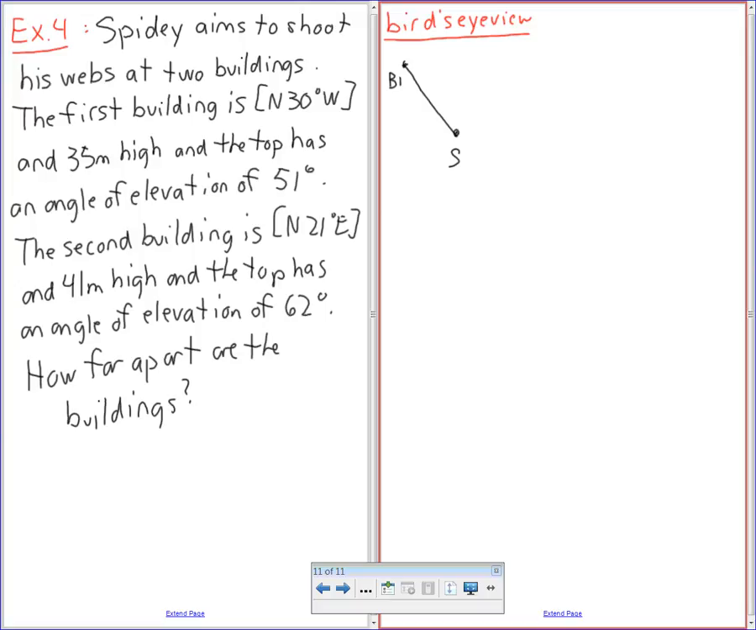Can somebody else tell me from the side view, what do I need for this one? I'll start with Spidey here. Here's my building. What do I know? Tell me some things I know, please. Someone please play along. 35 meters high. Great. What else do I know?